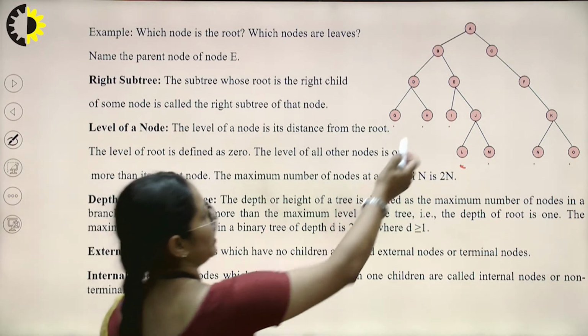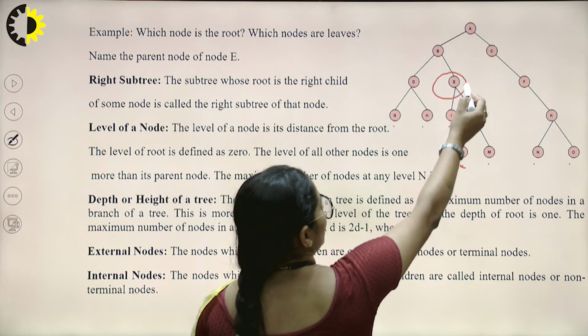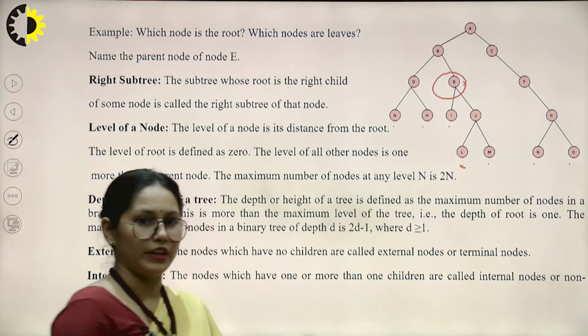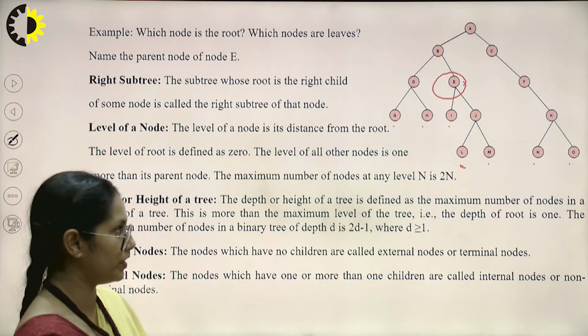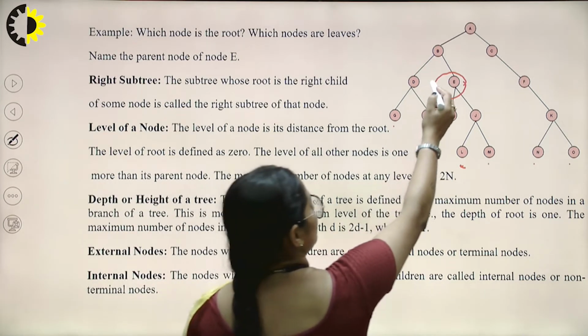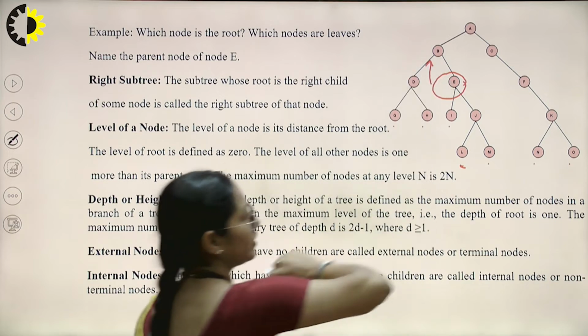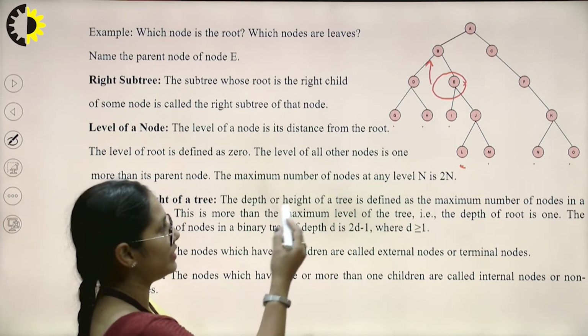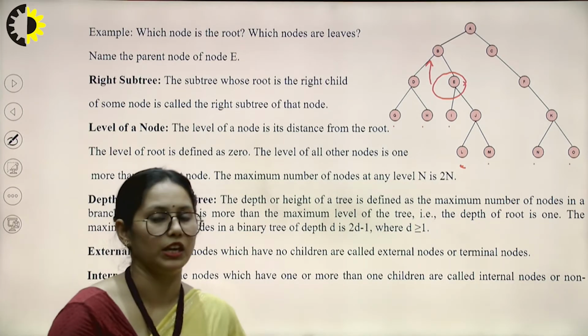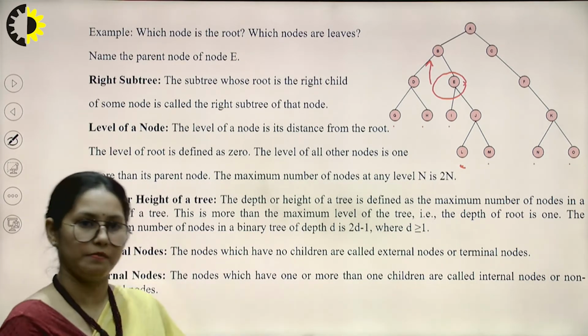Okay. Now, the next question is, name the parent node of node E. So, here is node E, and you have to find out the parent of node E. The parent of node E is B, because E is driven by node B. So, here the parent would be B.